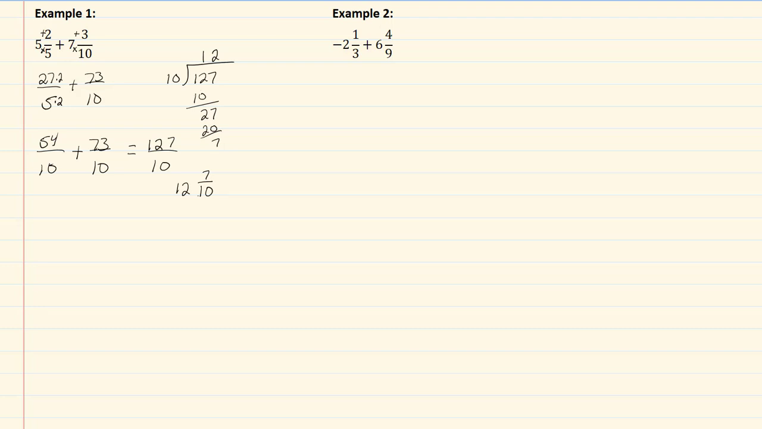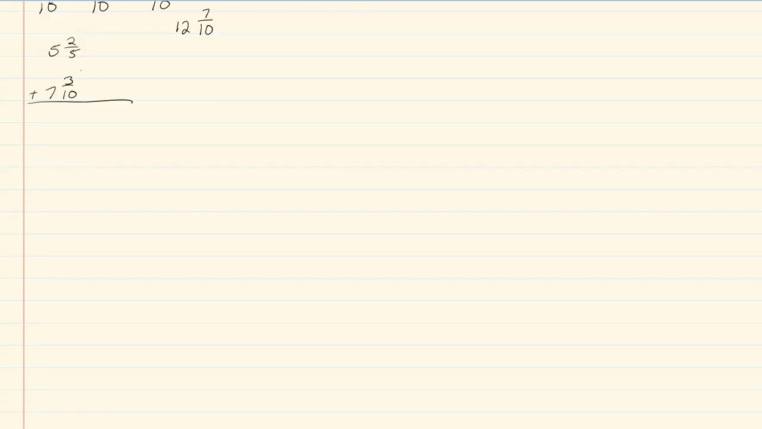Now to do this with just mixed numbers, I would take 5 and 2 fifths and 7 and 3 tenths. I usually will do this vertically. First thing I need to do is get a common denominator. So again, this is going to be 10. So I'm going to multiply by 2 here. That gives me 4 tenths. So now I have 4 plus 3, which would be 7 tenths, and 5 plus 7 would be 12. So my answer is 12 and 7 tenths, which is exactly what I got doing it the other way.